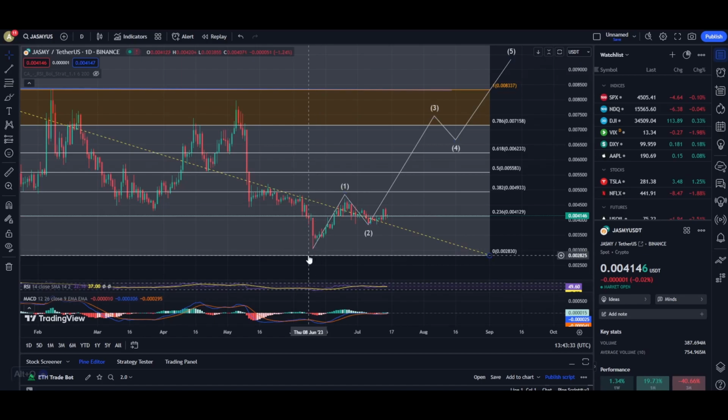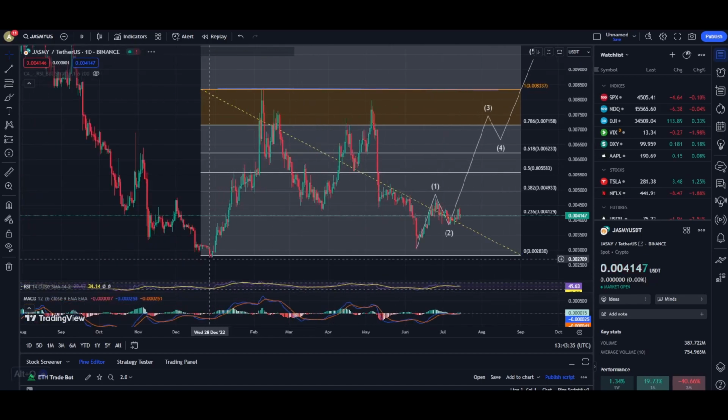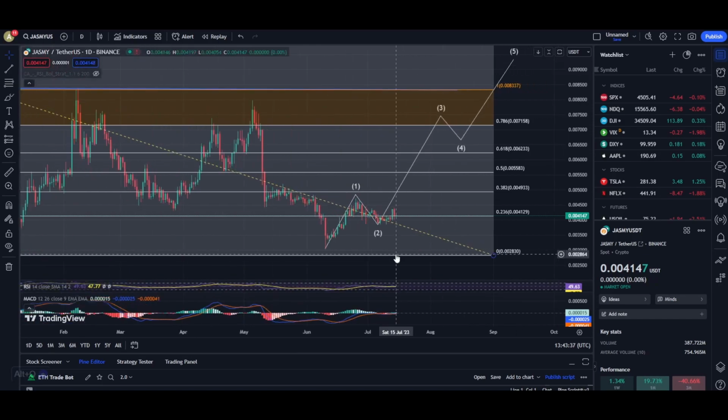Now guys, if we check out this gray line right over here, which is also the line that marks the bear market bottom, you can see that we got really close to this level. However, we had a lot of buying pressure coming into play, and that was one of the reasons why we saw this rally towards the upside.